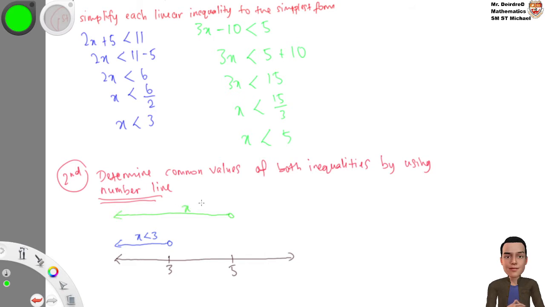X less than 5. So common value in number line means you have to find the common region for both sides. So what does common region mean? Common region, in other words, is the area where they overlap. So of course it is on this particular region.